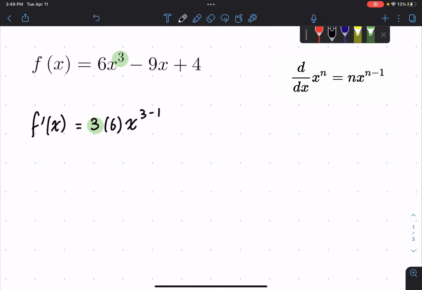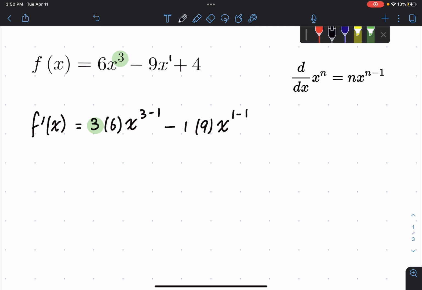Now let's work out the second term. Here, x is to the power of 1. So what that means is we drop down 1 times our old coefficient of 9 times x to the power of 1 minus 1. 1 minus 1, that's 0, which means that the x term gets cancelled out because anything to the power of 0 is 1.